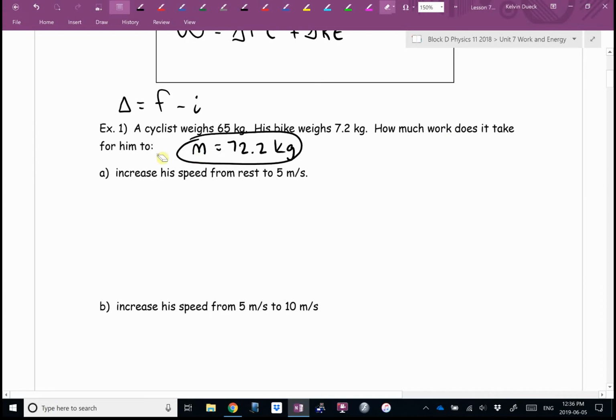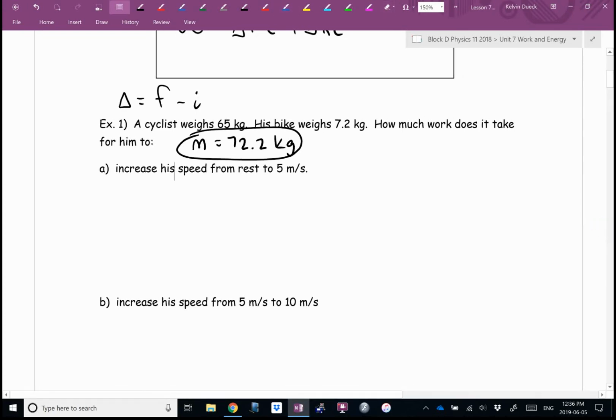How much work does it take for him to increase his speed from rest to 5 meters per second? What's this question asking us to find? How much what? One word.